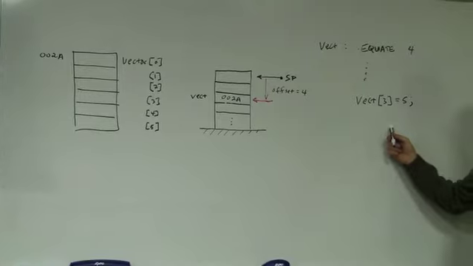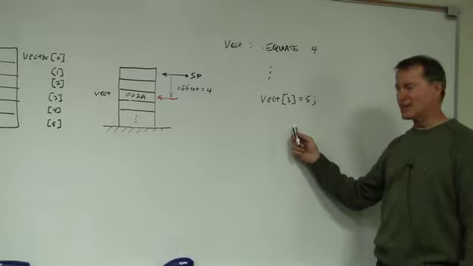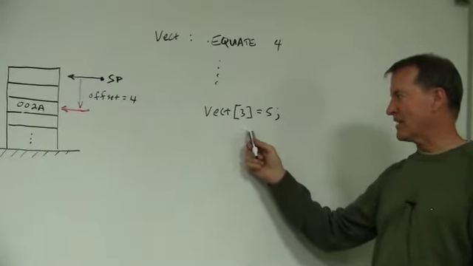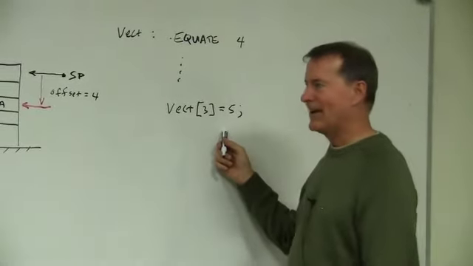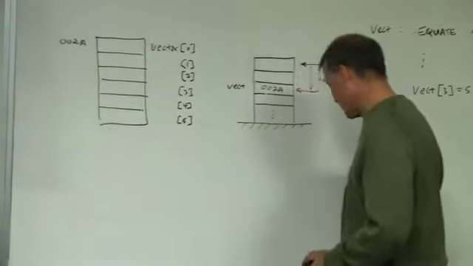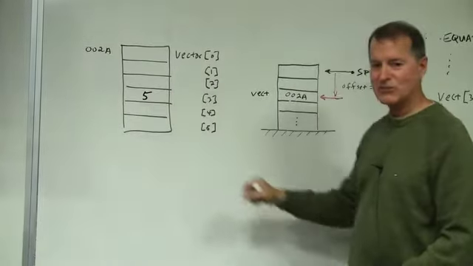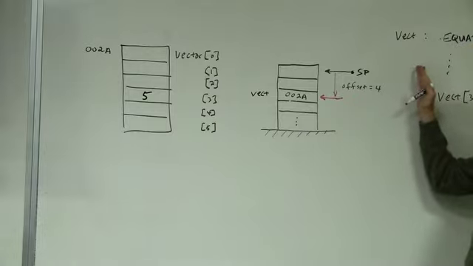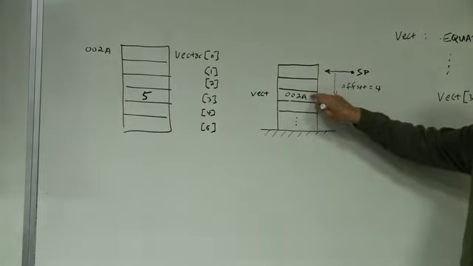Over here, are you with me? Suppose we say vect sub 3 gets 5. So now, what over here gets 5? What should get 5 is the 5 has to go here. That's what we are saying, because by convention, all arrays are called by default by reference. All arrays are called by reference.